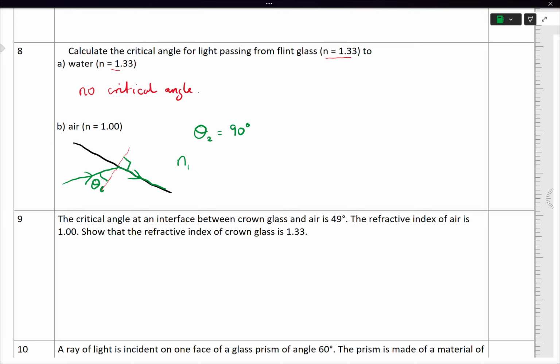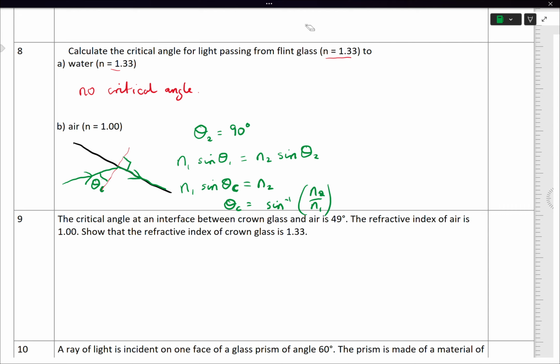So n1 sine theta 1 is equal to n2 sine theta 2, but the sine of 90 is equal to 1, so n1 sine theta 1 is just equal to n2. This now is known as the critical angle, so rather than calling this theta 1, we'll call it theta c. Theta c is the inverse sine of n2 over n1.